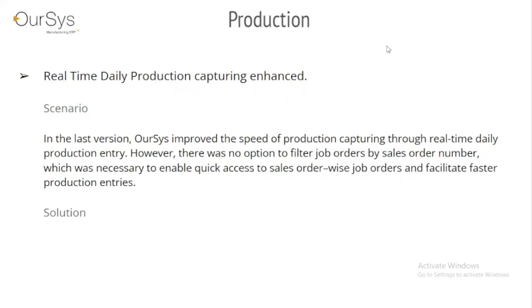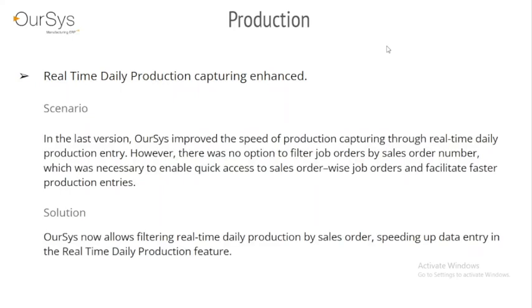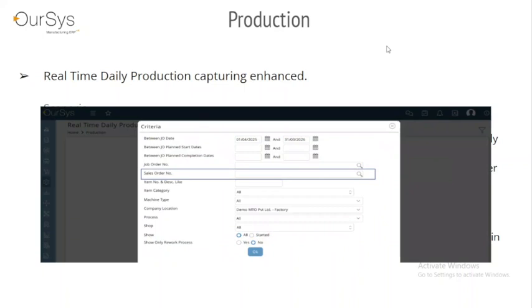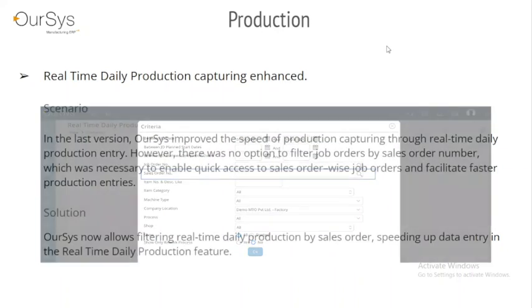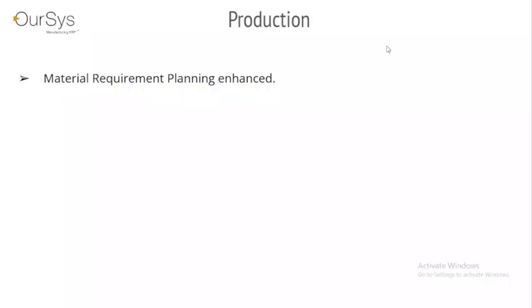Then the next point under production, that is the real-time daily production capturing enhancement. So in the latest version, we have made two key improvements. First one is the performance enhancement. We have optimized the backend logic and data fetch mechanism. And the second point is a new sales order filter in the job order list. Users can now quickly locate job orders related to a specific sales order, making it easier to track the progress of production against customers' orders.